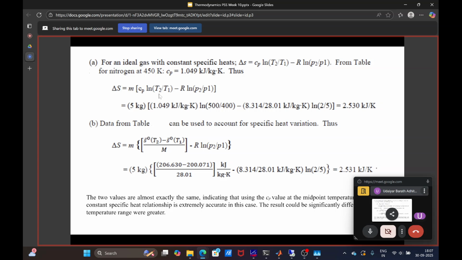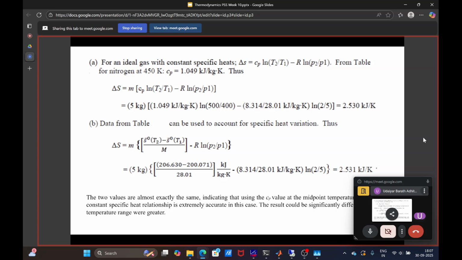nitrogen property table, and then ln T2 by T1, where T2 is 500 Kelvin and T1 is 400 Kelvin. Substituting that, and minus the R value into ln of P2 by P1. The final pressure is 2 and the initial pressure was 5. So ln 2 by 5. That gives you 2.53 kilojoule per Kelvin.